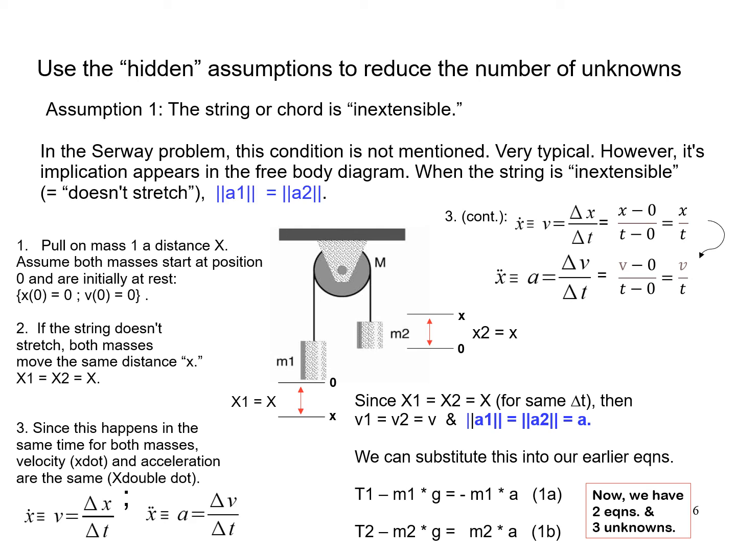And since the acceleration is defined as the change in velocity over time, and the fact that the velocities are the same for both masses, then the changes in the velocities over the changes in time are the same. And therefore, we can conclude that the acceleration is the same for both masses. Now, we can take our result that the magnitude of A1 equals the magnitude of A2 and replace both with a new acceleration, which we'll call A. When we update our equations, we now have 2 equations and 3 unknowns. We're making some progress.